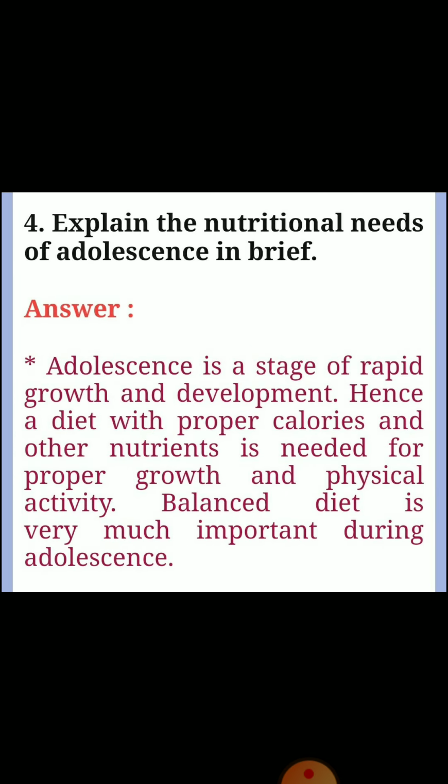Next question, fourth one, explain the nutritional needs of adolescence in brief. Answer, adolescence is a stage of rapid growth and development. Hence, a diet with proper calories and other nutrients is needed for proper growth and physical activity. Balanced diet is very much important during adolescence.